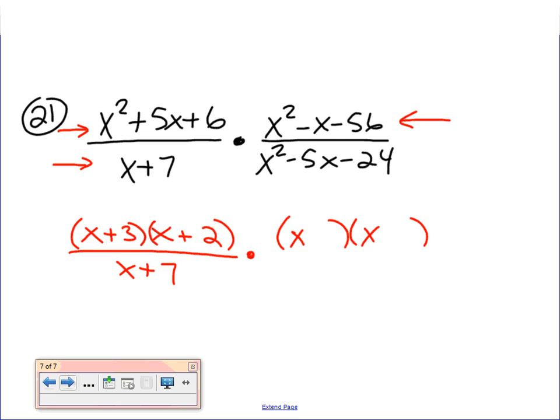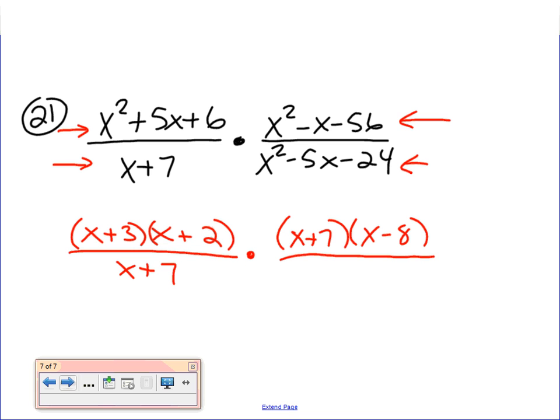All right, so help me out with some numbers here. What are we going to multiply together? 7 and negative 8. Let's try it. 7 times negative 8 is negative 56. But notice when you add those two numbers, you're also going to get your negative 1. So there it is. Those are the factors.